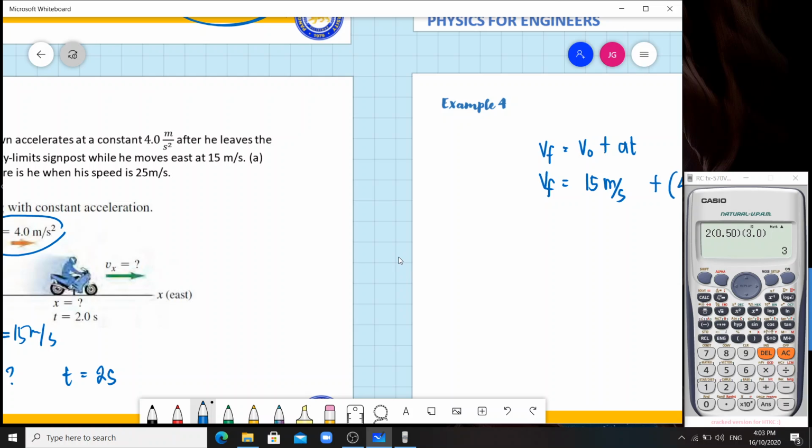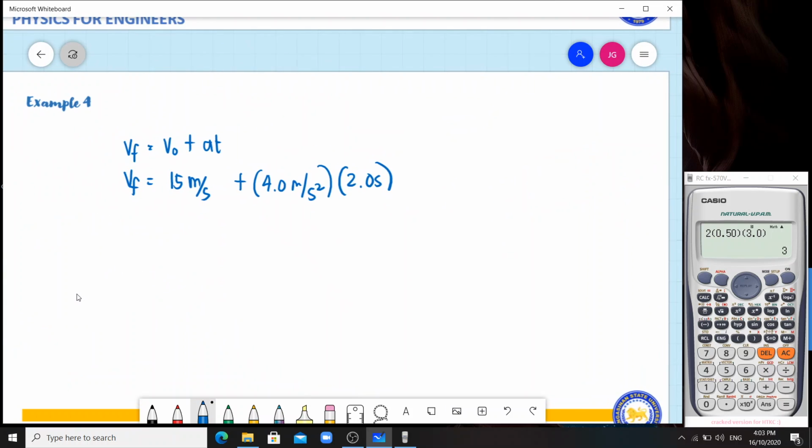Now, the final velocity at time 2.0 seconds is 15 plus 4 times 2. That is equivalent to 23 meters per second. So, let us consider this as the significant figure kasi siya yung konting decimal or walang decimal place. So, ito na yung vf natin for letter A.